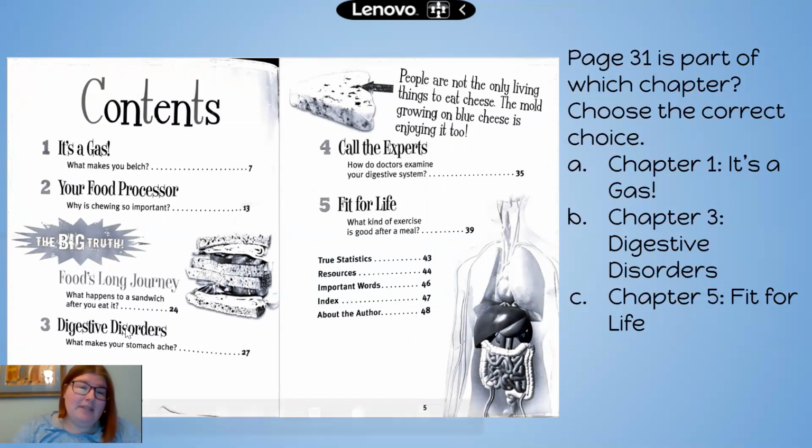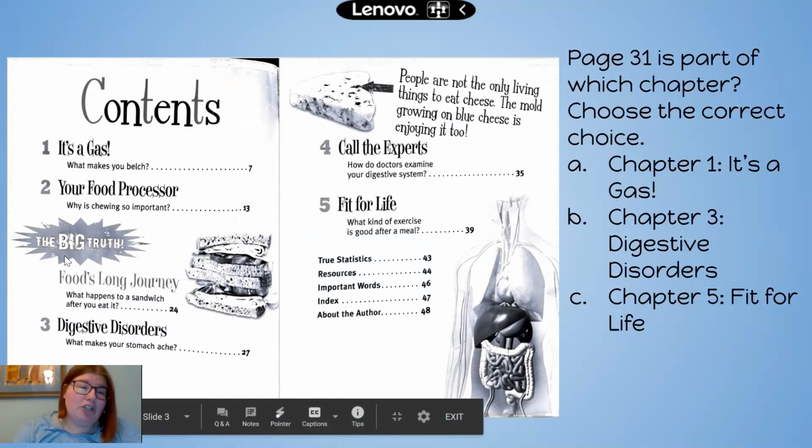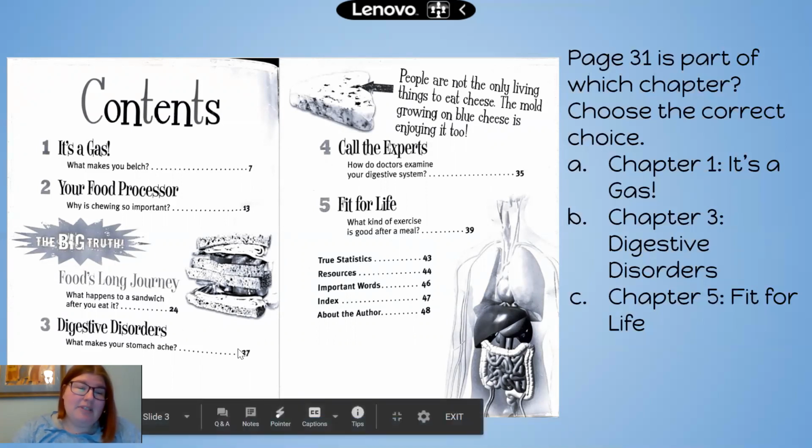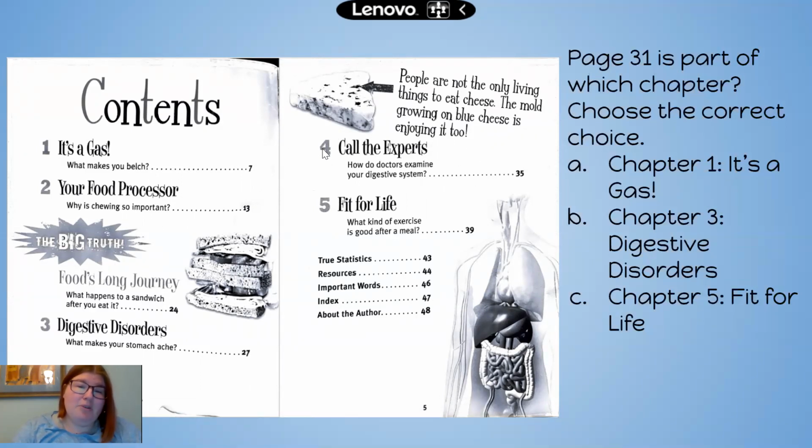There's a piece in here that talks about Food's Long Journey. I know it doesn't have a number next to it, so it's not actually a chapter. So when I start looking, chapter 3 starts at page 27 and ends at page 34 because chapter 4 starts on page 35. So when I think about this, page 31 is a part of which chapter? Well, I know it's not chapter 1 because it goes page 7 to page 12. That doesn't work. Chapter 3 starts at page 27 and goes until 34. The correct answer is B.